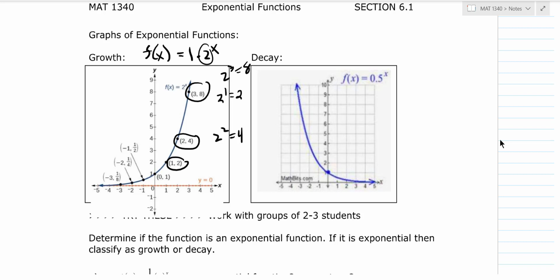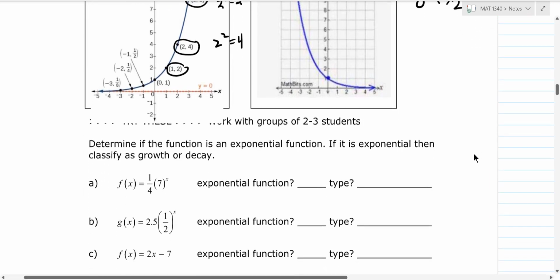Okay? This one over here is the function, technically, 1 times 1/2 to the x power. And again, what's happening with these points is the y values are getting smaller. It's because that number is between 0 and 1. That's how you tell it's decaying. Okay, are we okay? We're just trying to look at what makes something growth and what makes something decay.